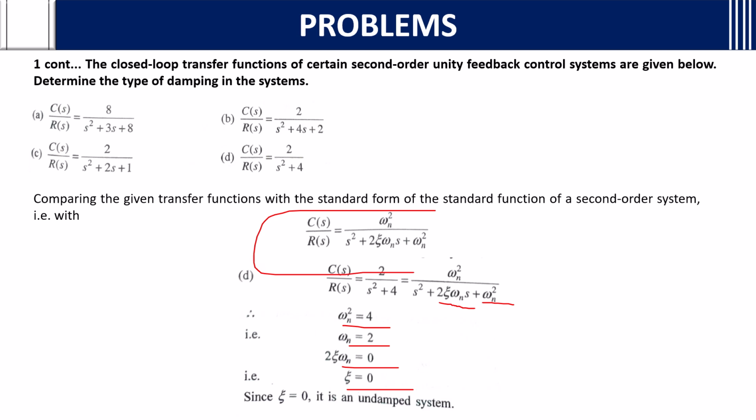You need to compare the equation whenever you see it in this way, s square plus 2 xi omega n s plus omega n square. If it is in this form, you should directly compare it with the second order system equation and find whether it is underdamped, overdamped, undamped, or critically damped based on comparing the equation.